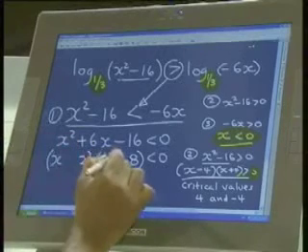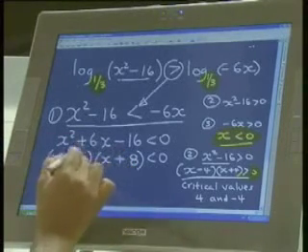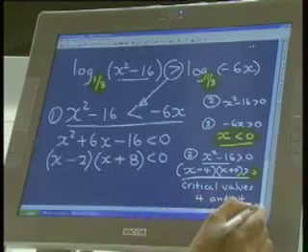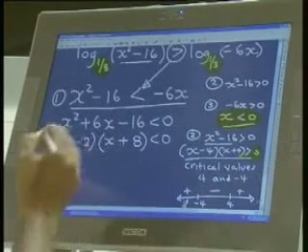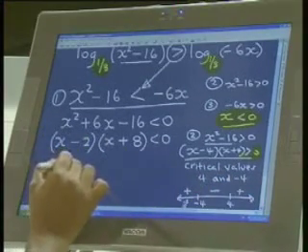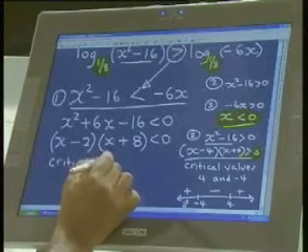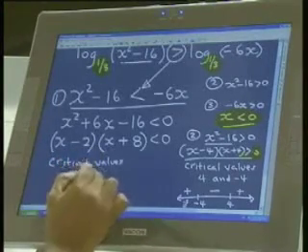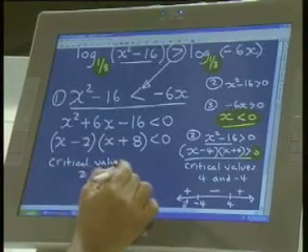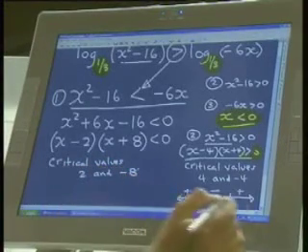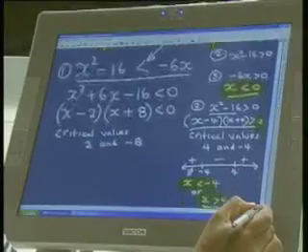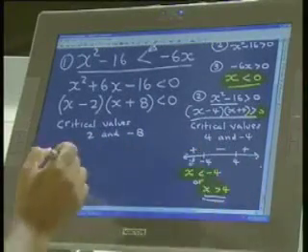8 and 2 would give you 16, and I would have to put the plus sign there and the minus sign there. Okay, so now, what are the critical values in this problem? The critical values will be x equals 2 and x equals negative 8. So those are the numbers I'm going to put on my number line. Very similar to what I did in that instance on the other side there.